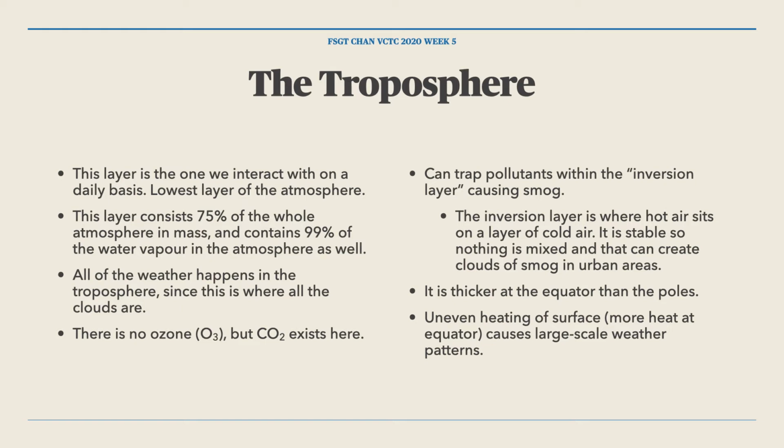Another aspect of the troposphere is that it is thicker at the equator than at the poles, because of gravity and the shape of the Earth. It also causes more heating of the surface since there's more heat at the equator, and that heating causes patterns because the air moves around the Earth. And that is the troposphere.